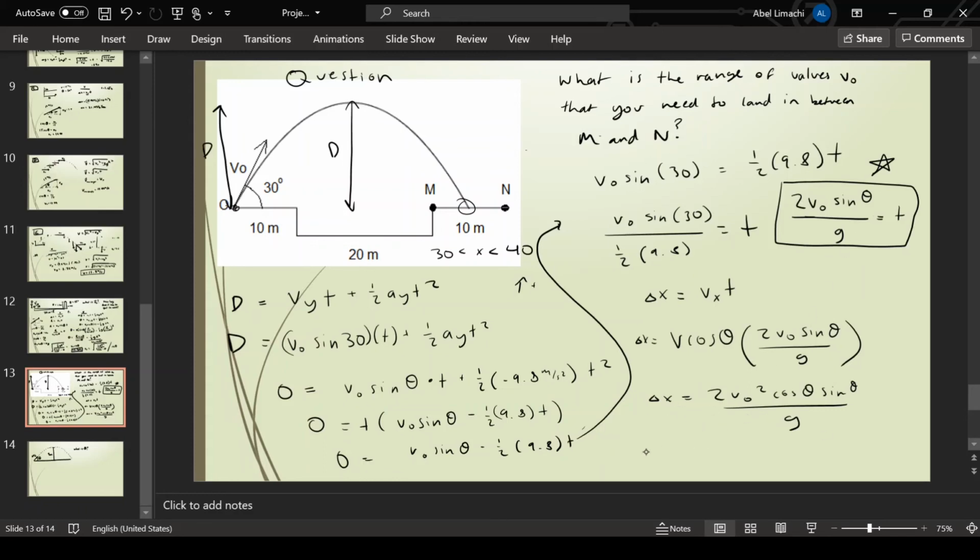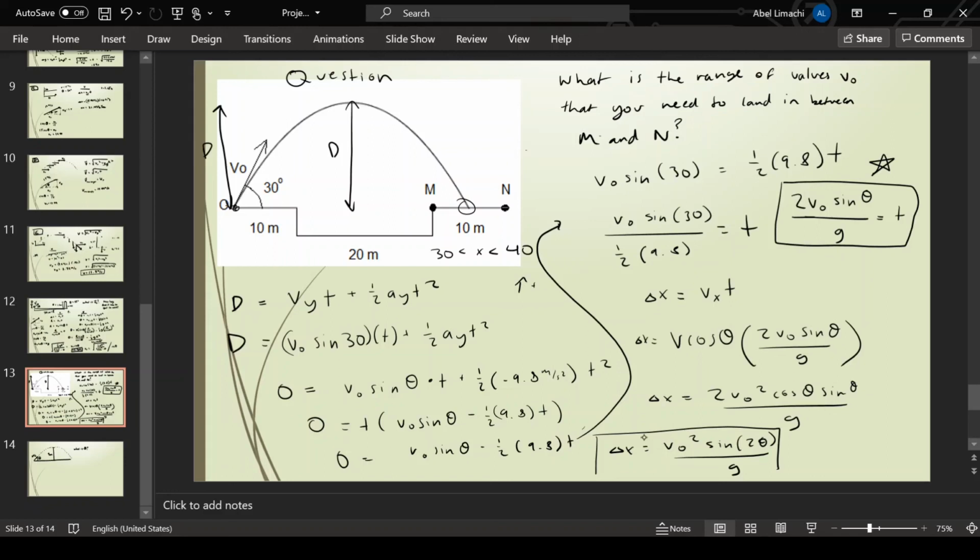Now this is another shortcut equation. It can be written as v initial squared sine of 2 theta over g. You'll learn that 2 cosine theta times sine theta is equal to sine 2 theta later on in pre-calc. But this is another shortcut. This is the horizontal distance at a certain v with this angle divided by g. So this is another shortcut that you can find, this horizontal distance.